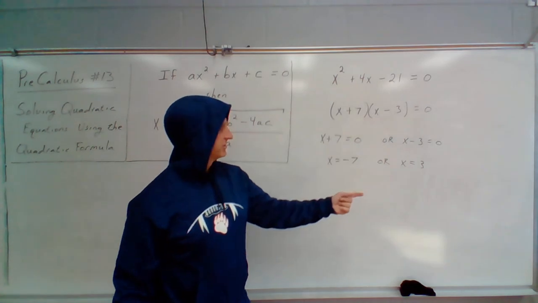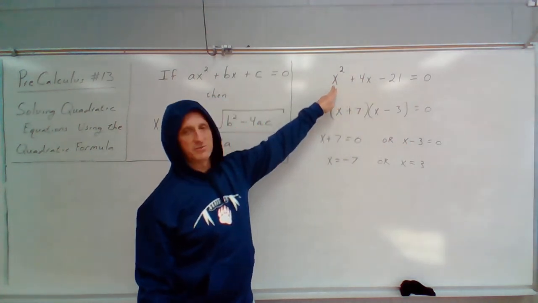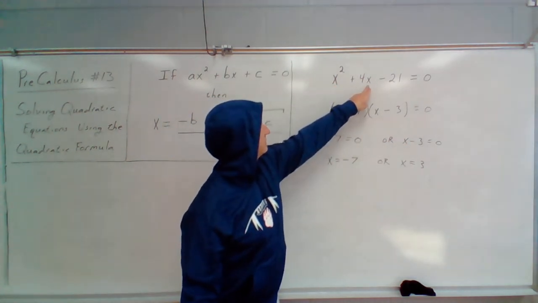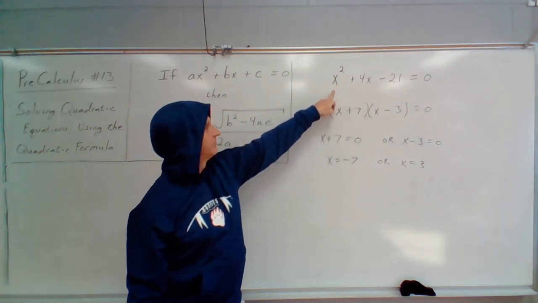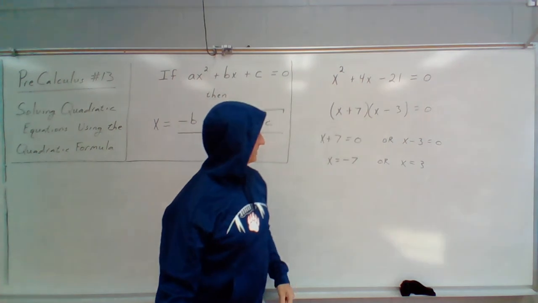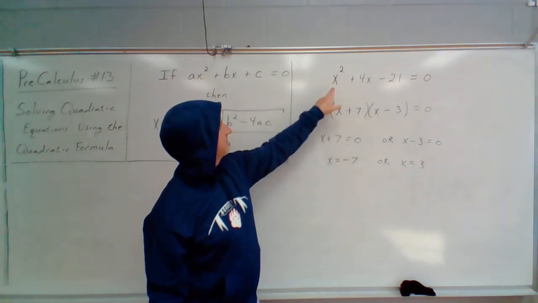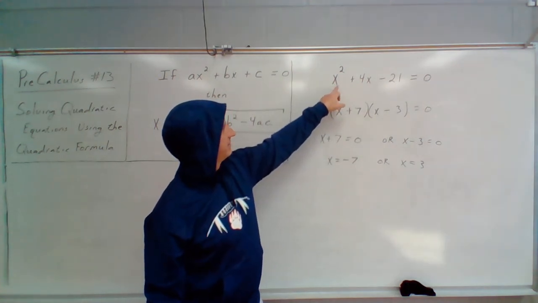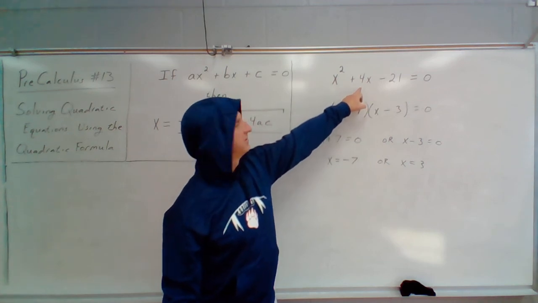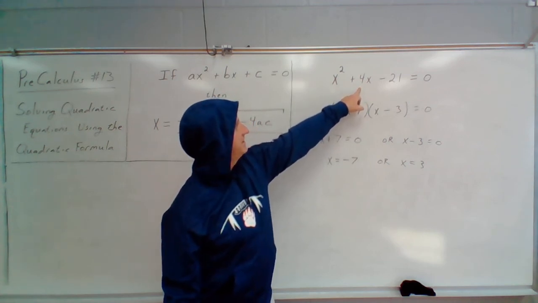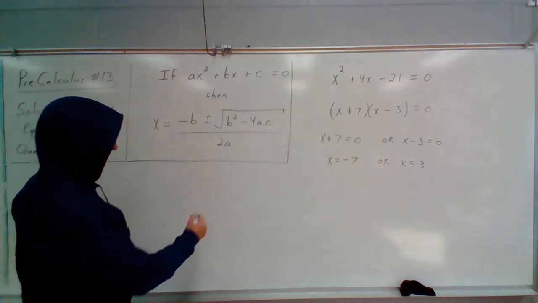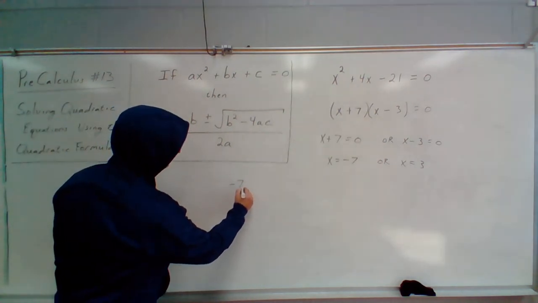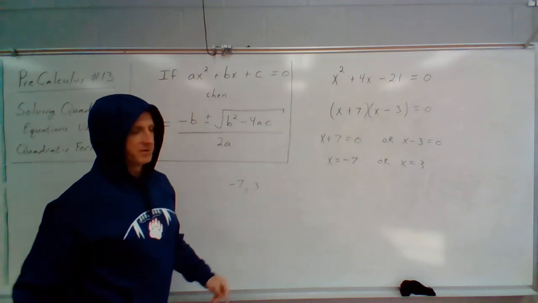Let's check one of those, make sure it really works. Let's put the 3 in. 3 squared is 9. 4 times 3 is 12. 12 plus 9 is 21. 21 minus 21 is 0. That really works. Let's put in the negative 7. That'll be 49 minus 28. 49 minus 28 is 21. 21 minus 21 is 0. All right, so we know we got it right. So our solutions we know are negative 7 and 3.